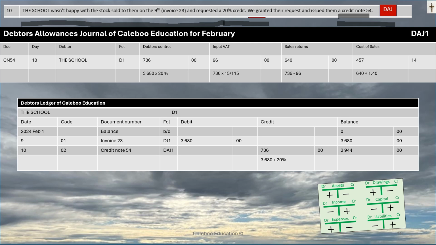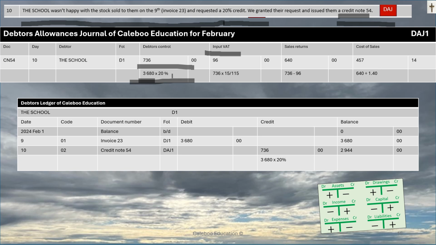So let's have a look. The original sale was 3680. If we go back and have a look, the amount of the sale on the 9th, including VAT, was 3680. We've given them a credit of 20% of that amount, so multiplied by 20%. 3680 multiplied by 20% is equal to 736.